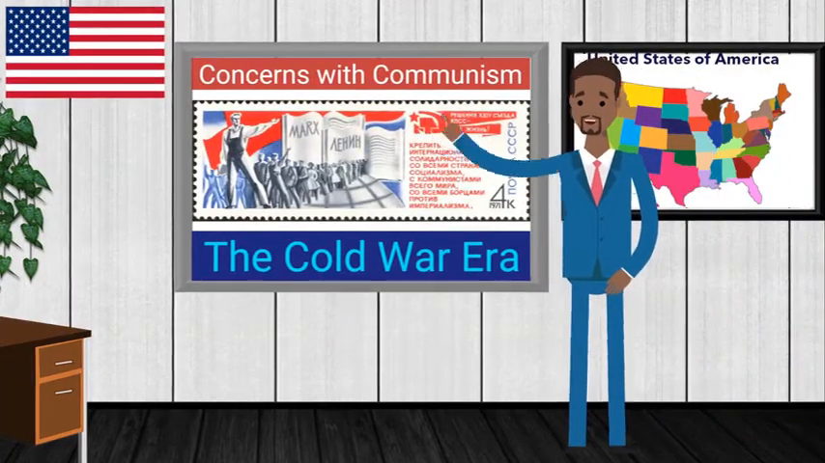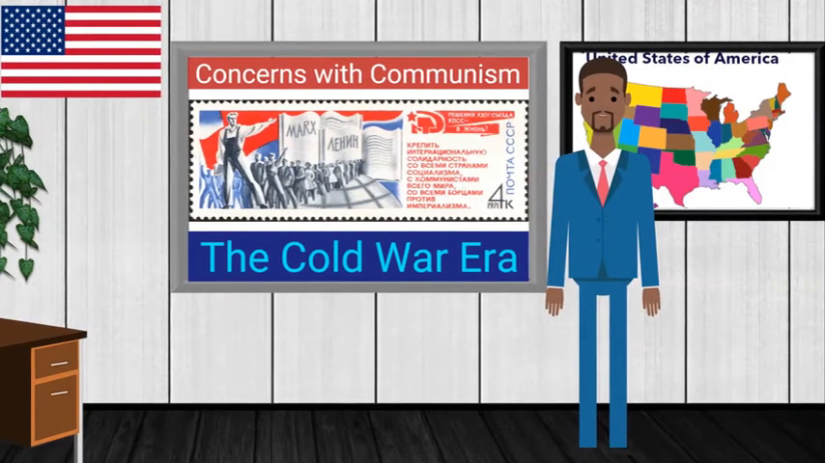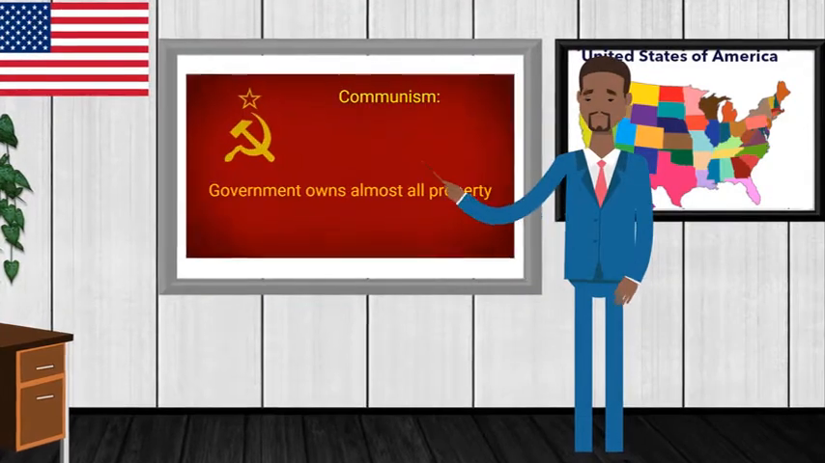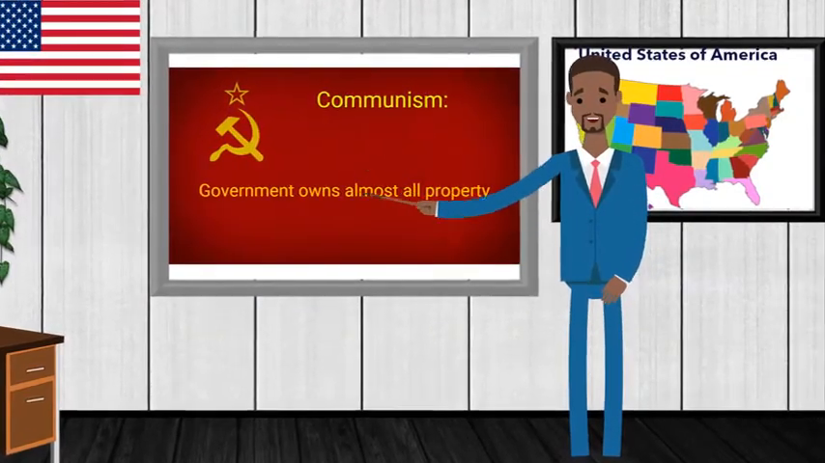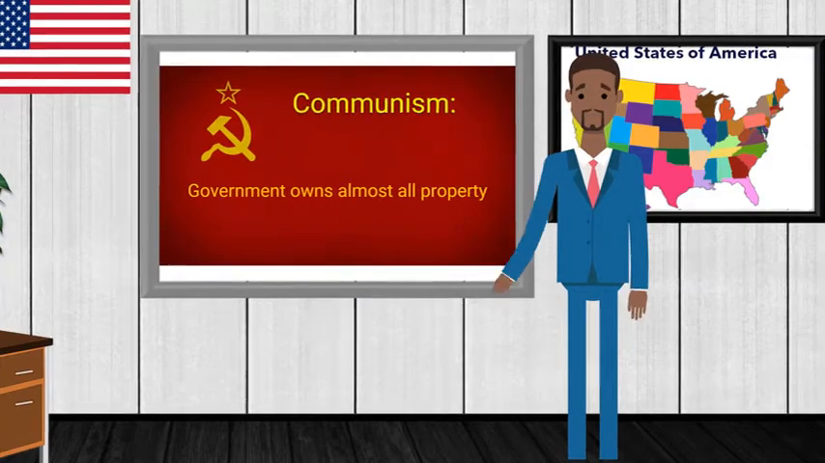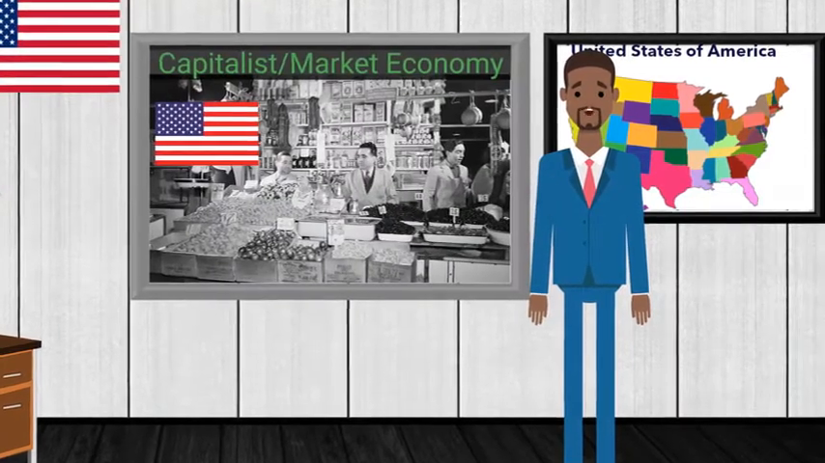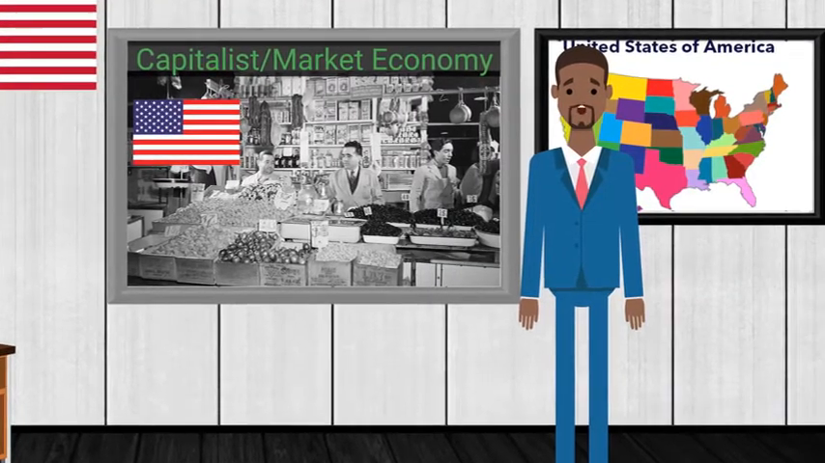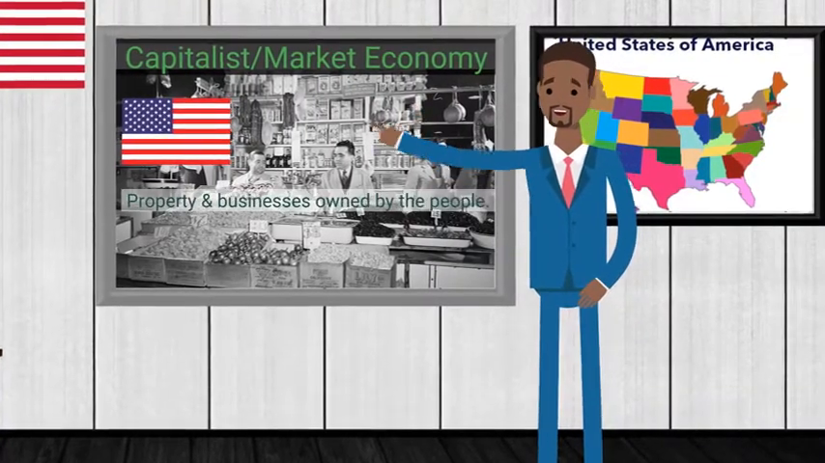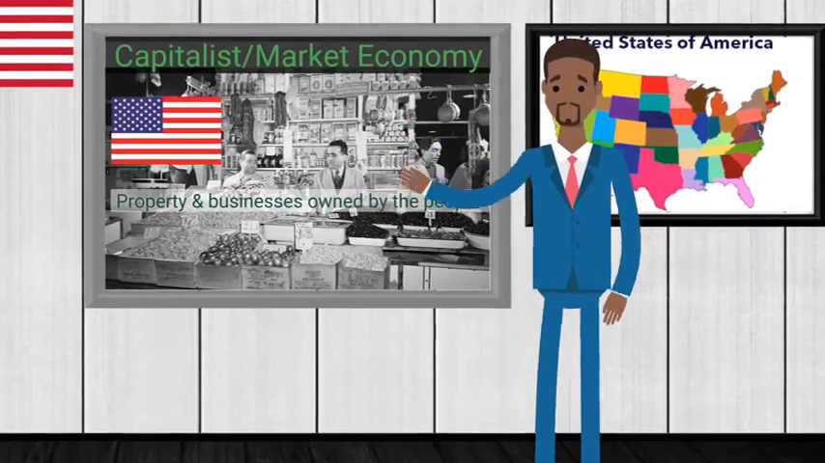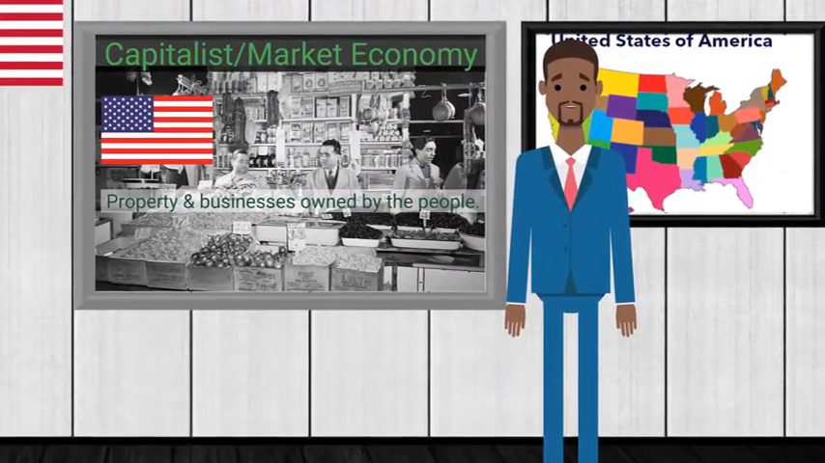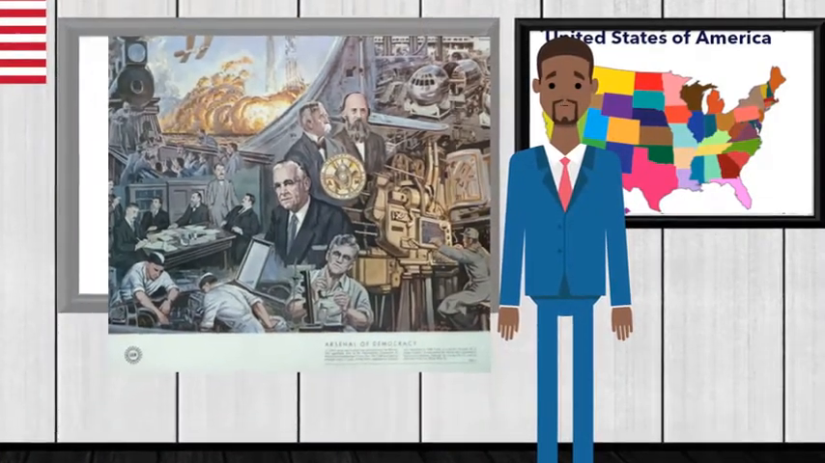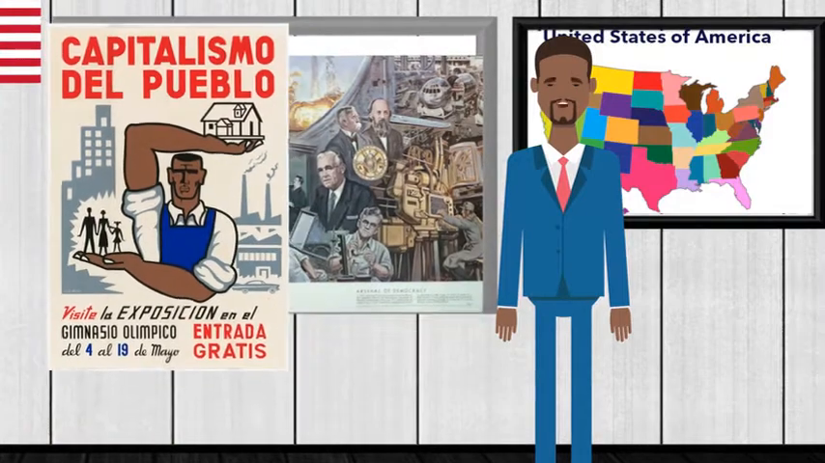During the Cold War era, the main concern of the United States was the continued spread of communism. Under communism, in the Soviet Union, the government owned almost all property. The United States has a market economy, or what is known as a capitalist economy. In a capitalist economy, property and businesses are owned by the people. America and its allies wanted to see the spread of democracy and capitalist economies around the world, and they were very concerned about the growth of communism.